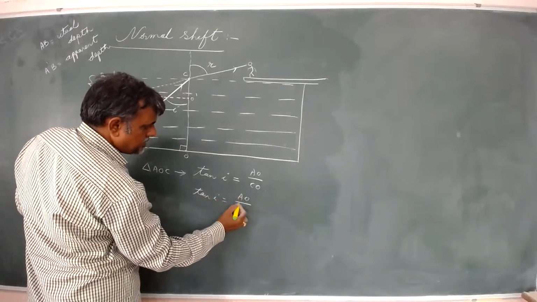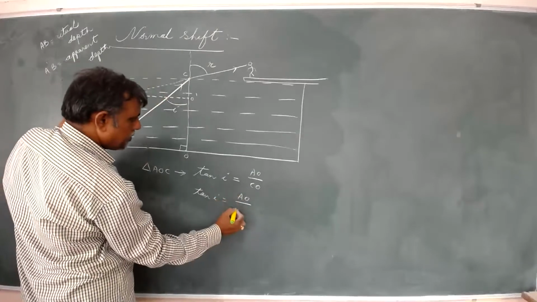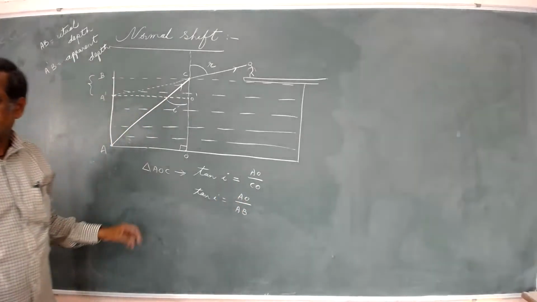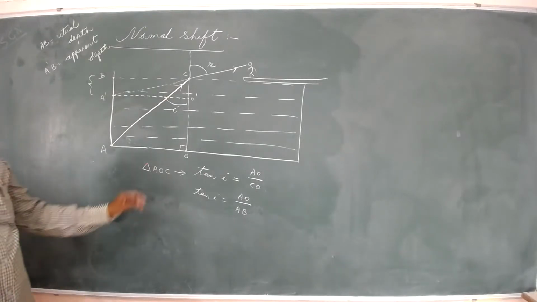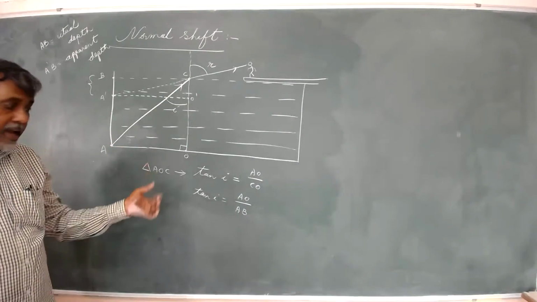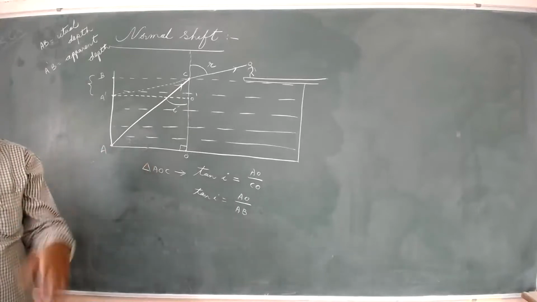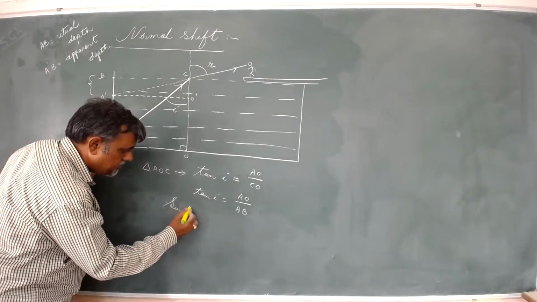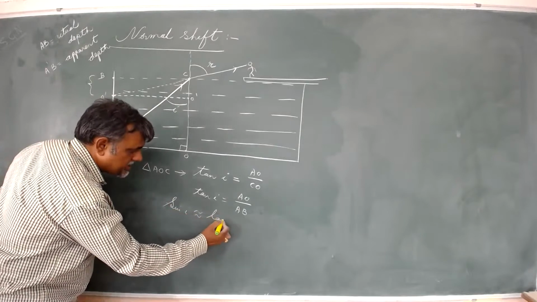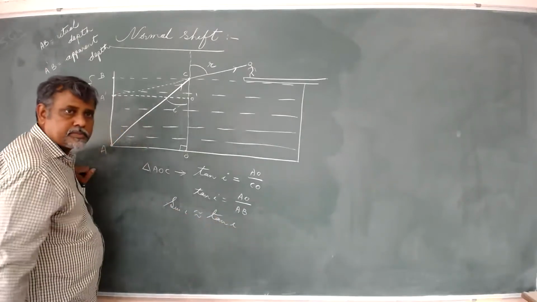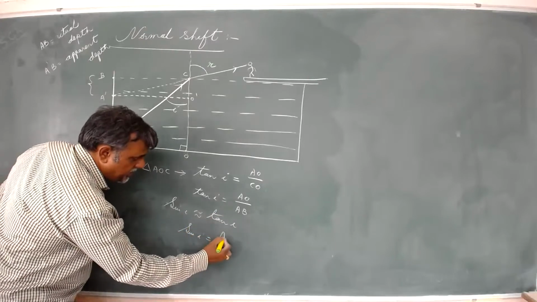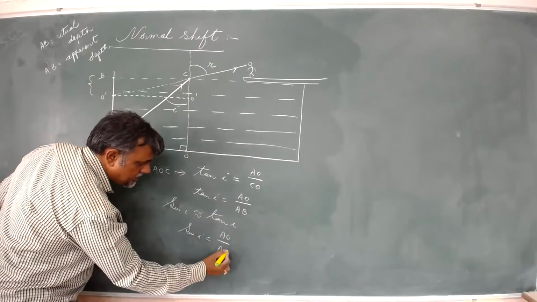AO by CO. CO means AB. Okay, but I is very small. Then tan I and sin I, both will be almost equal. So sin I is approximately taken as tan I. Therefore, in this particular case, sin I can be taken as AO by AB.